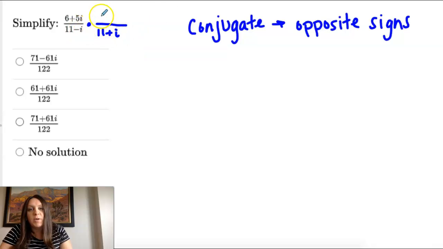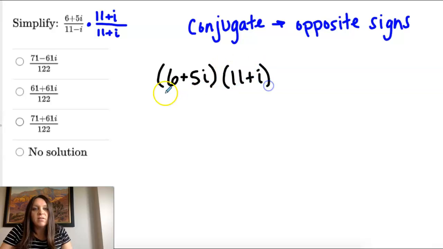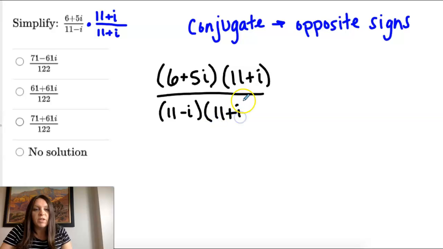And whatever you multiply on the denominator, you have to multiply on the numerator as well. So what this is, it's just a fancy way of multiplying by 1. We're not changing the value, we're just trying to simplify it a little bit. So I have 6 plus 5i times 11 plus i, divided by 11 minus i times 11 plus i.